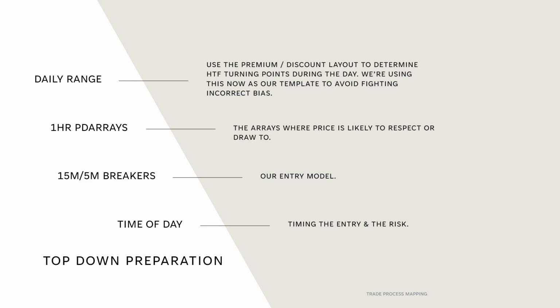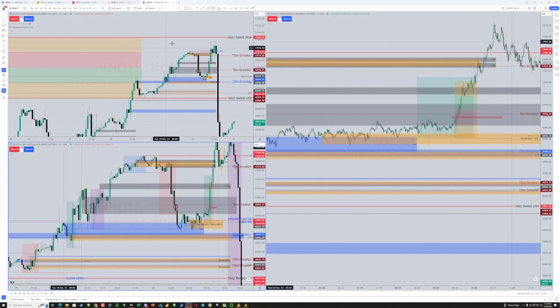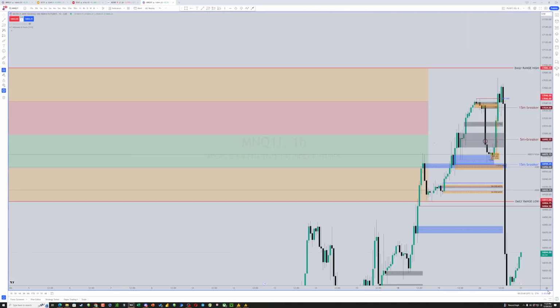One of the things I'd done before is just delete all my drawings and have to redraw them, and that was kind of a reset process. So that said, let's go ahead and get into it. Now I'm going to show you. Let's go here and look at the daily range.